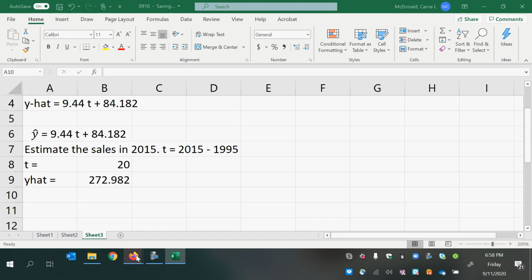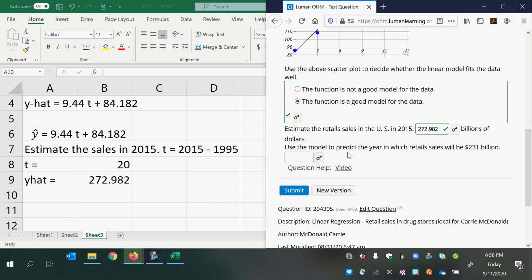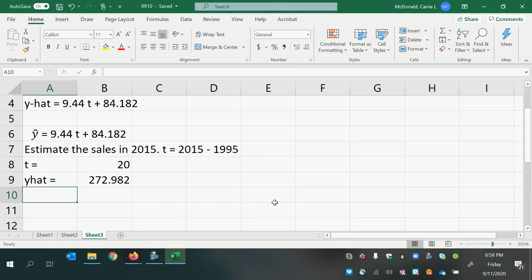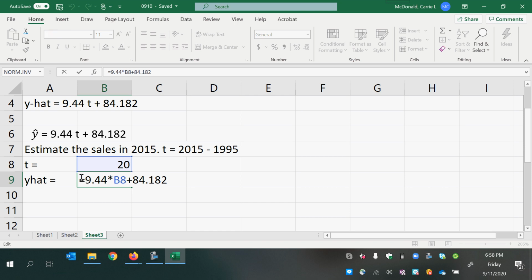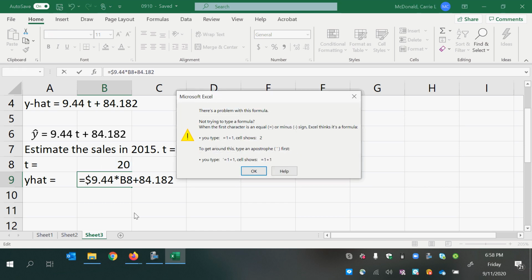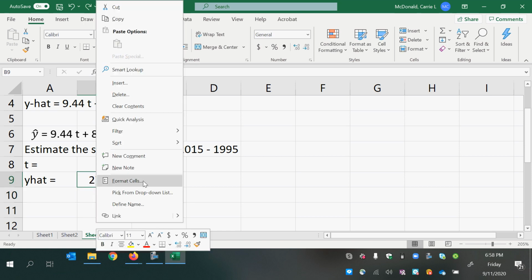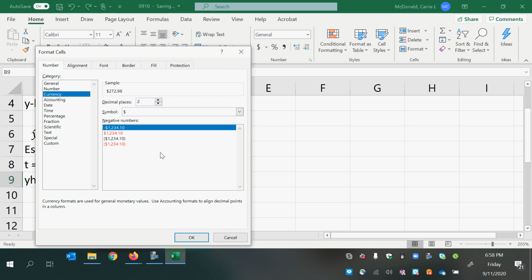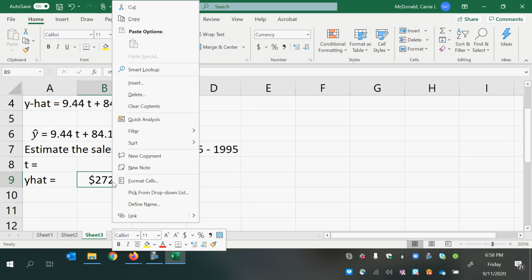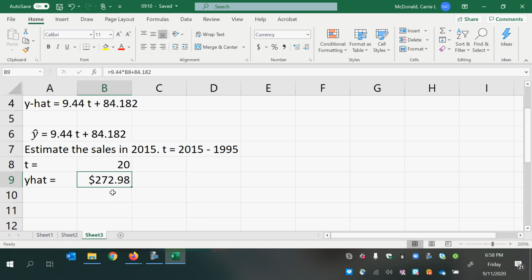Now, there is another part to this question. It says use the model to predict the year in which retail sales will be 231 billion. All right, so we're going to use that same model, but this time instead of looking for the retail sales in billions of dollars, I messed that up. Let me undo it. I'm going to format this as currency, billions of dollars. Well, that doesn't really work, so I'm going to leave it alone and move on. Trying to be too clever here.